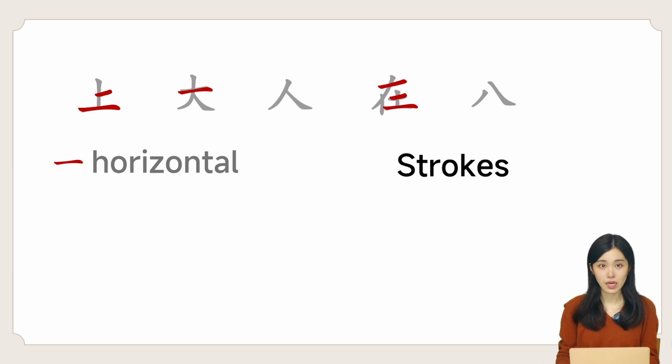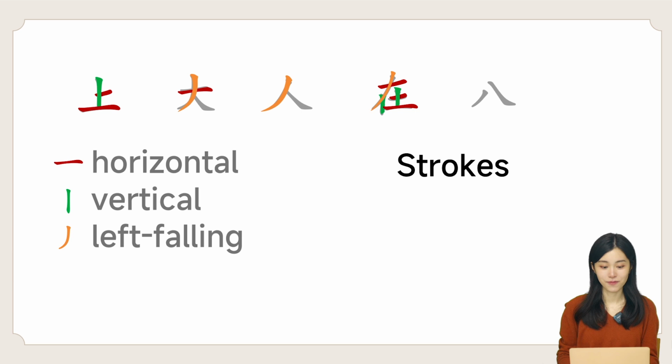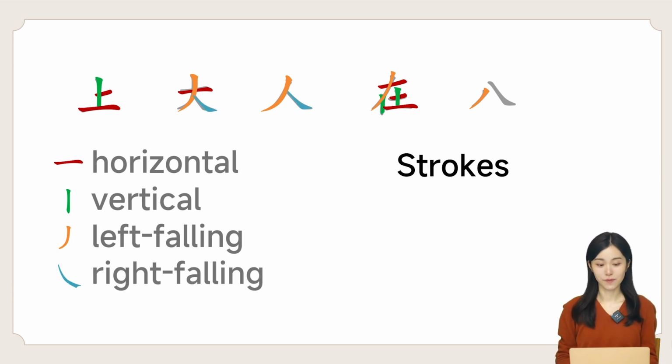Now I'll show you more types of strokes as examples. You don't need to memorize them. We'll learn them in detail in future classes. Let's see the next one. These vertical lines are called vertical strokes in Chinese. One more stroke. These orange strokes are written from the top to the left bottom. It's called left falling. The last type. These blue ones are written from the top to the right bottom, so they are known as right falling.